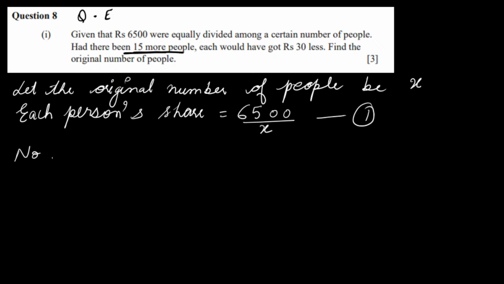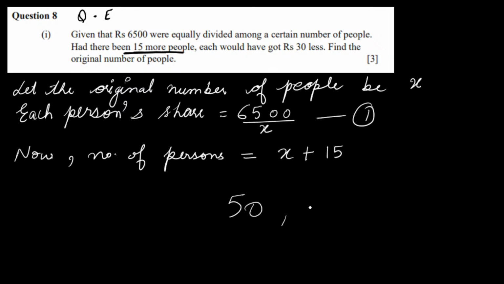Now number of persons is equal to x plus 15, because 15 more people have joined. Initially it was x, now 15 more people are added, so that means x plus 15. Now each would have got rupees 30 less. So that means, if persons were getting 50 rupees, now they will get 20 rupees. So that is their difference.